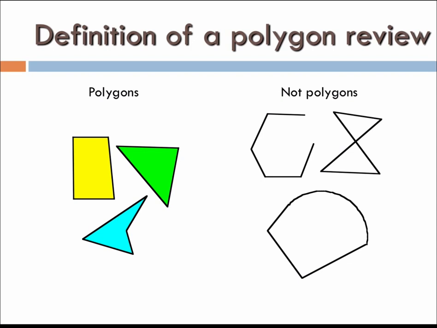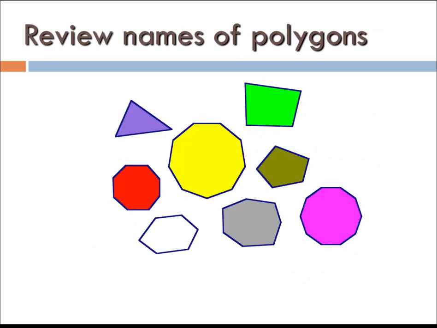It has to be closed. That one's open. The sides intersect at points other than their endpoints. And the bottom one has a curved side. Sides have to be segments. Okay, you knew that already. And then you know this already also, right? That's a triangle.